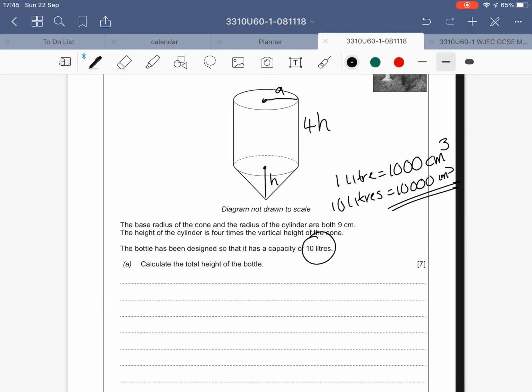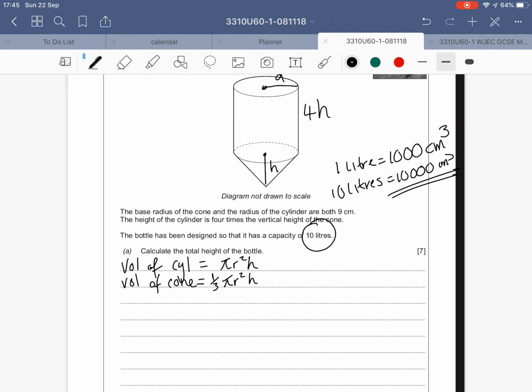So the volume of the cylinder is the area of the face, so pi r squared times our height, so pi r squared h. The volume of the cone, this is at the front of your formula booklet, so if you just flip to the front, it's the same as a cylinder, so pi r squared h, but it's a third. So they assume that the cone is a third of a cylinder.